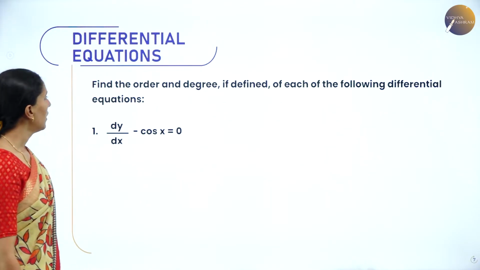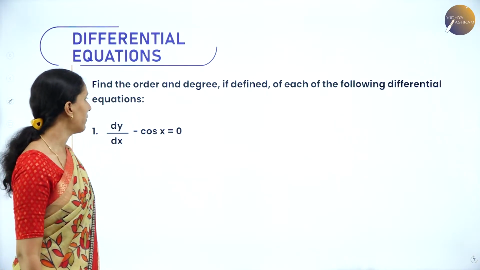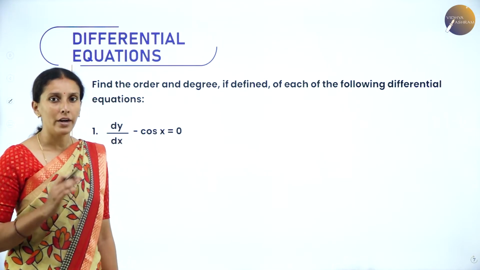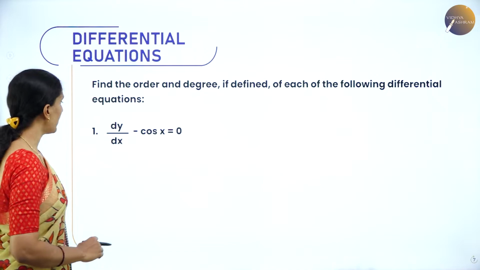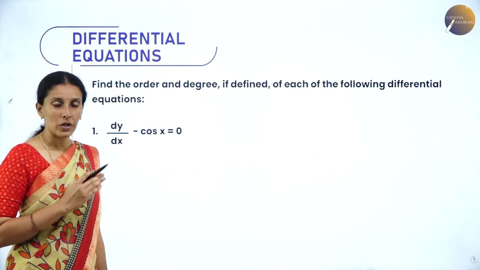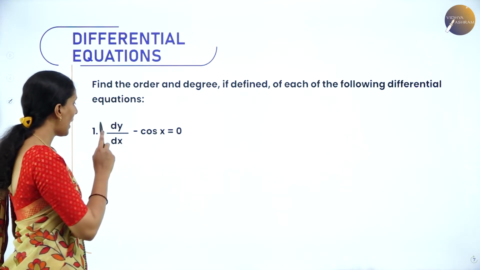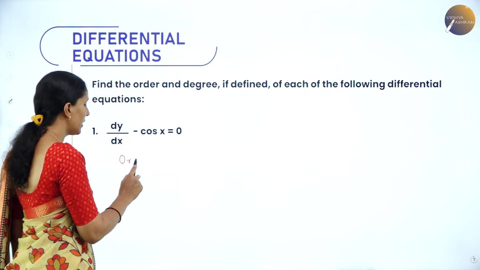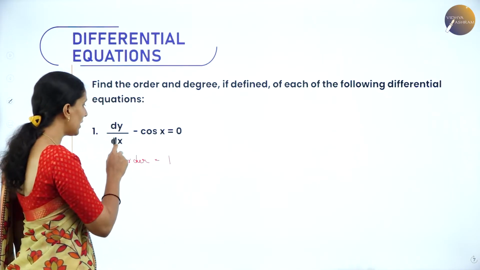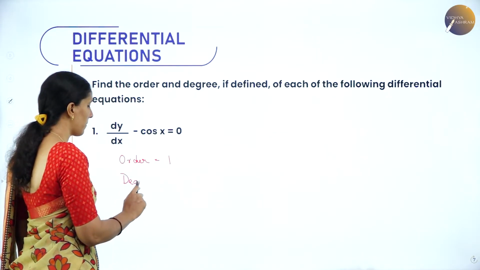Here we have: find the order and degree, if defined, for each of the following differential equations. If it is defined, we are going to write the order and degree of the differential equation. First one, dy/dx minus cos x is equal to 0. Clearly, the derivative is in polynomial form and the order here is 1 because it's a first order derivative. What is the degree? Degree is also 1.